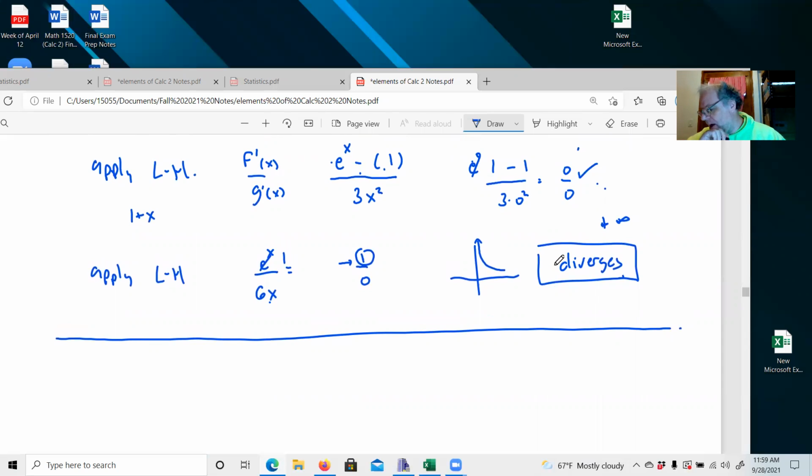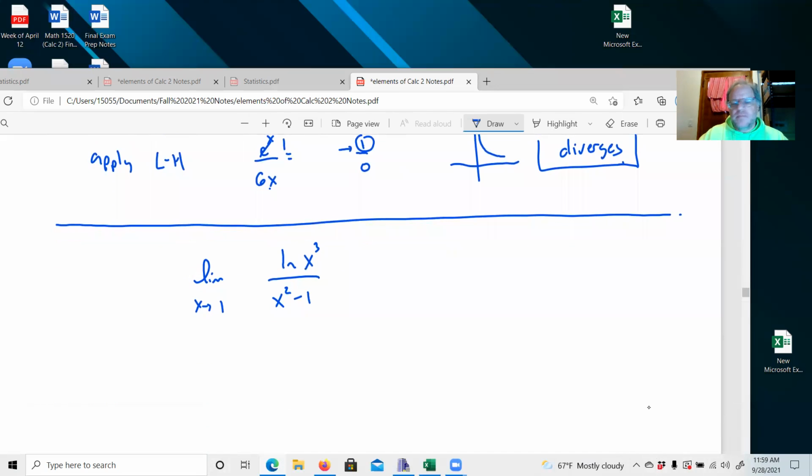Okay. How about natural log of x cubed, ln x cubed over x squared minus 1. And let's do the limit as x approaches 1. Is it 1 from the left or the right, or is it just 1? Just 1. Okay. So x approaches 1.